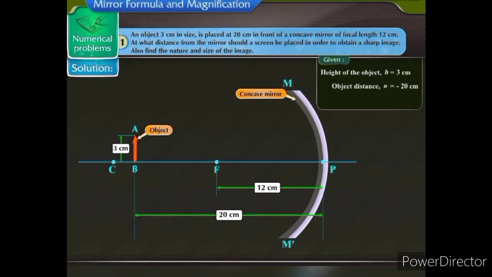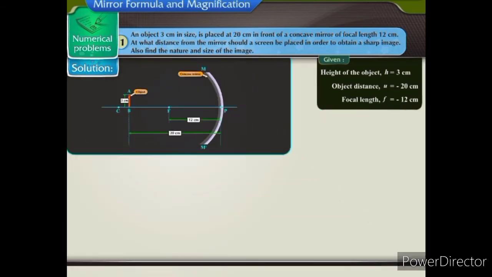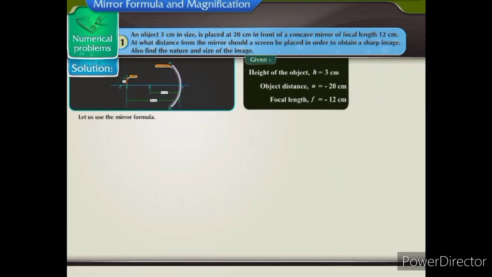The focal length of a concave mirror is negative. The focal length of the given concave mirror is 12 cm. Therefore, focal length F is equal to minus 12 cm. We have to find the image distance V and the image size H dash. Let us use the mirror formula. 1 divided by V plus 1 divided by U is equal to 1 divided by F, which can be written as 1 divided by V is equal to 1 divided by F minus 1 divided by U.